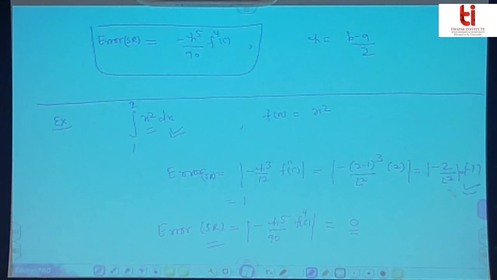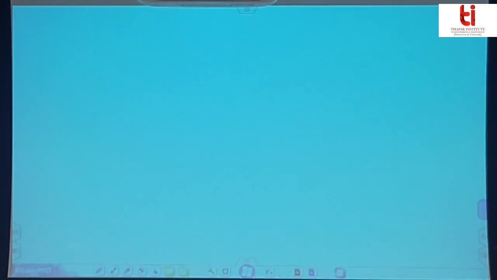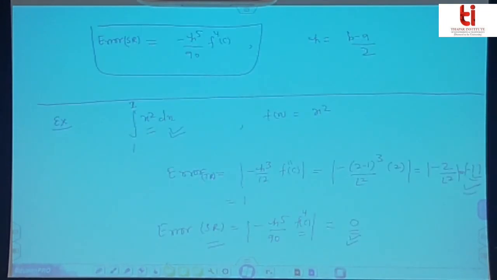This is the maximum error. It is not that we are getting the error exactly minus 1. No, this is only the bound, it will not give you the exact value of the error. Here we are getting error 0 because the fourth derivative of the function x square is 0. So with the help of this error formula, we can say something about how much maximum error we can get whenever we have f(x) as any function.